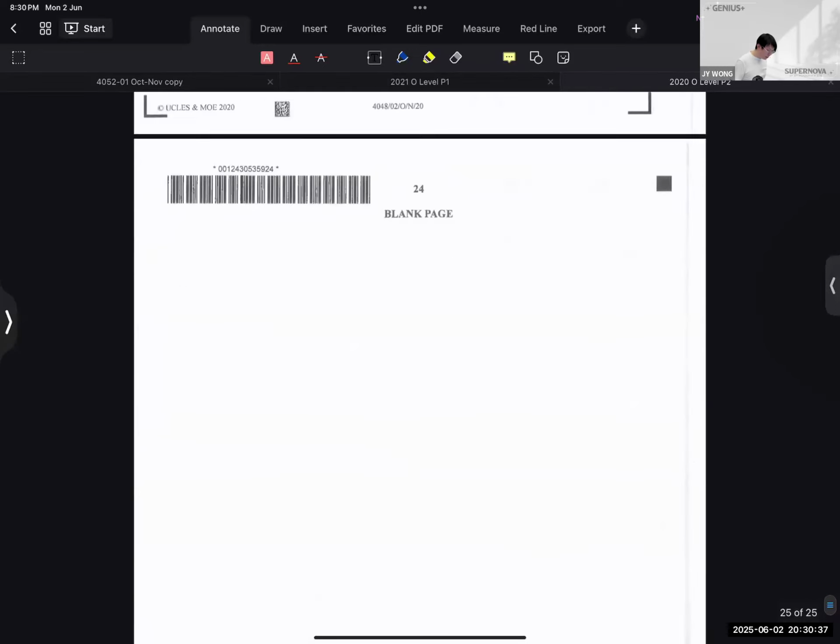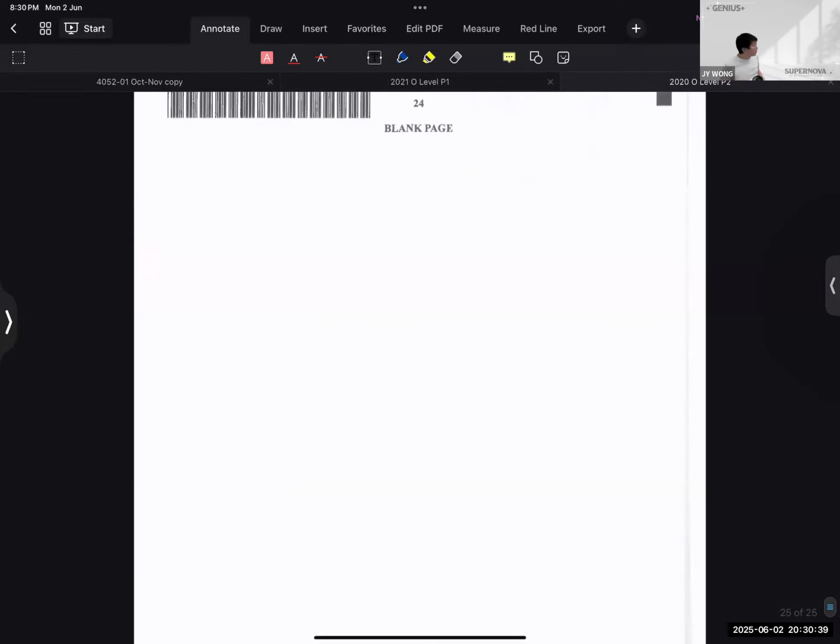They will always give you a blank page. The blank page is for you to use if you have a question and you cancel until you have no more space, you do it on the blank page. Not go and do it on extra paper.